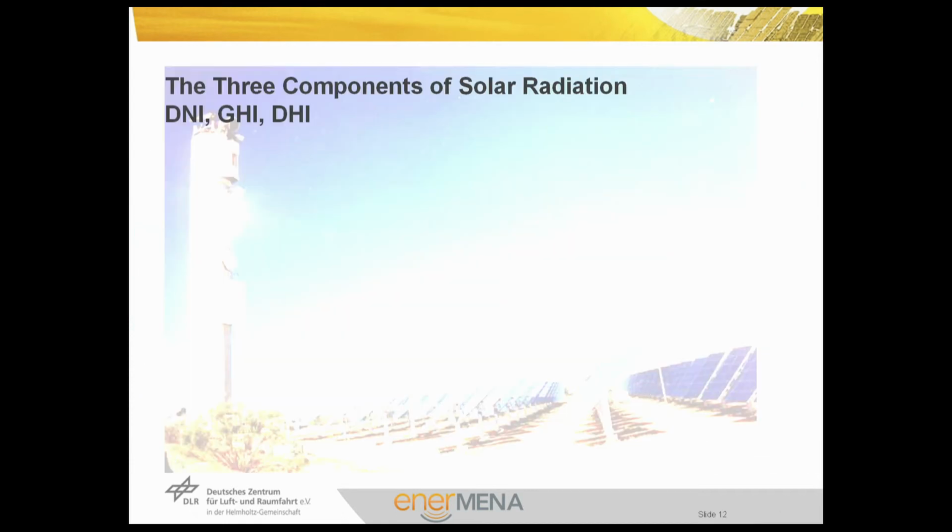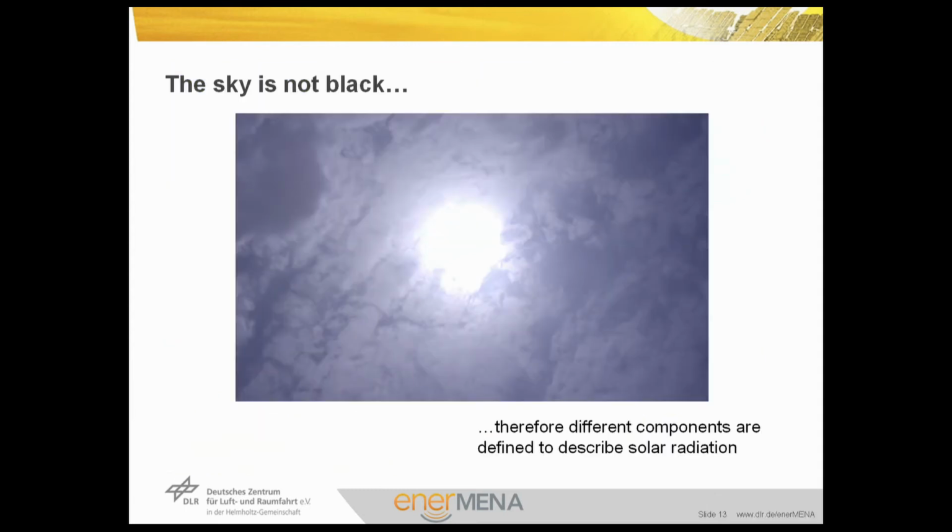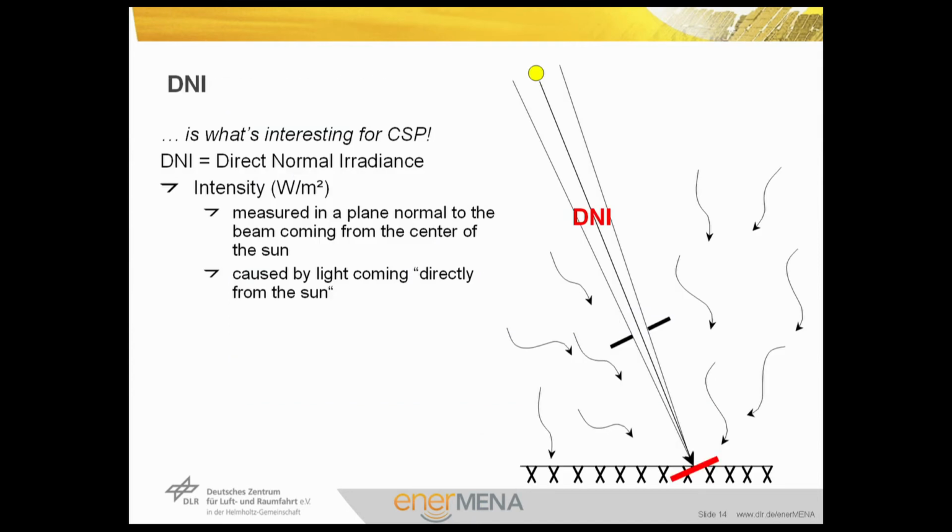Now I want to explain the 3 components of solar radiation: DNI, GHI and DHI. The sky is not black, and therefore we need different components to describe solar radiation. DNI is what is interesting for CSP. DNI is direct normal irradiance. It is an intensity measured in watts per square meter, and it is measured in a plane normal to the beam coming from the center of the Sun. It's an intensity caused by light coming directly from the Sun.